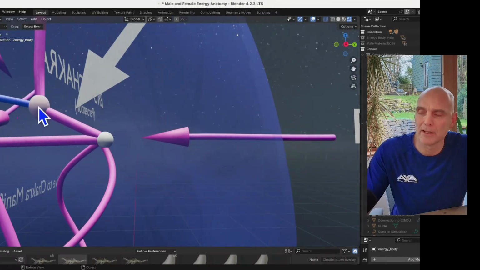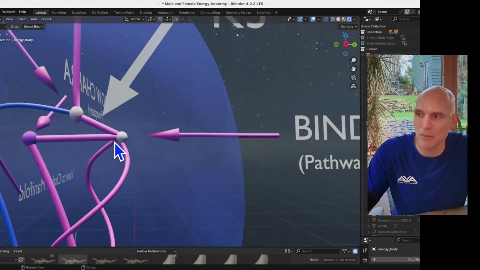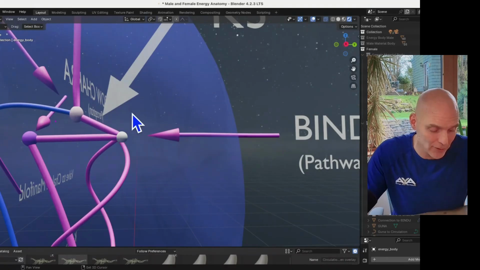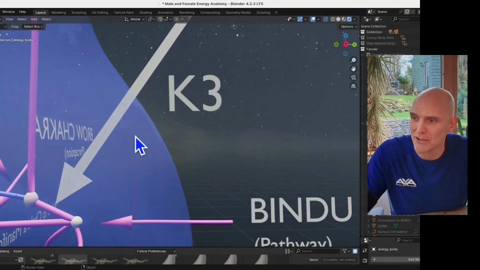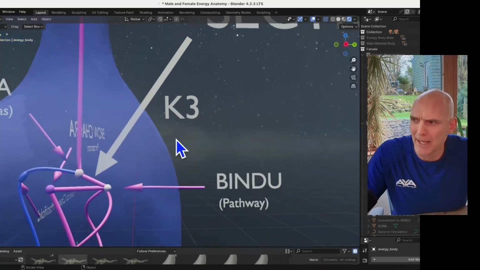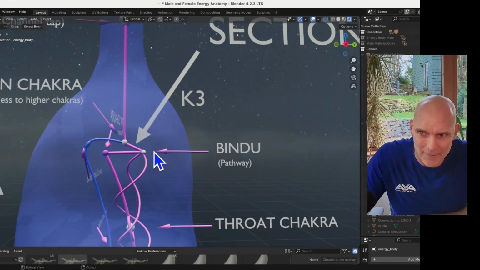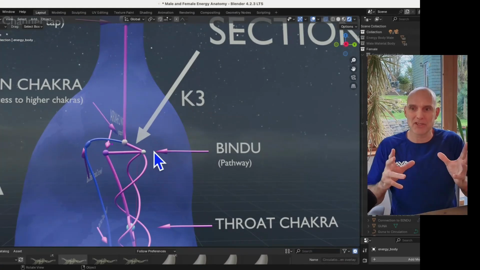Goes from the crown chakra to the Bindu. Now, if you remember, K1 was sitting there waiting at the Bindu, waiting to go into the Bindu. And what was it waiting for? It was waiting for K3 to arrive. Now, K3 is directly related to the migration of identity, because that's the whole purpose.